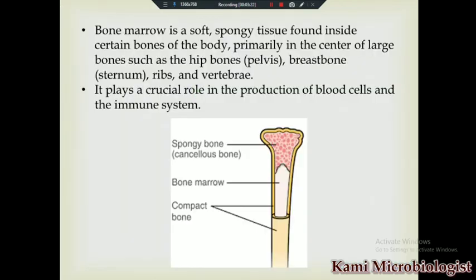Now let's see what bone marrow is. Bone marrow is the soft spongy tissue that is available inside the bone cavity, and it is mostly found in the hip bone, breastbone, ribs and vertebrae. At that specific area you will see the bone marrow. And what is the function of this bone marrow? It produces different blood cells like white blood cells, red blood cells, platelets, etc. and it is also important in the immune system.